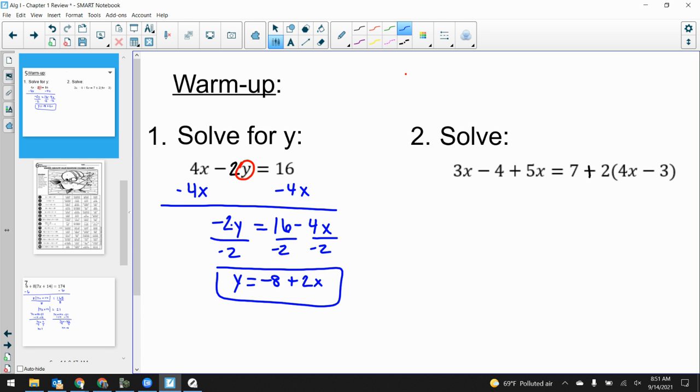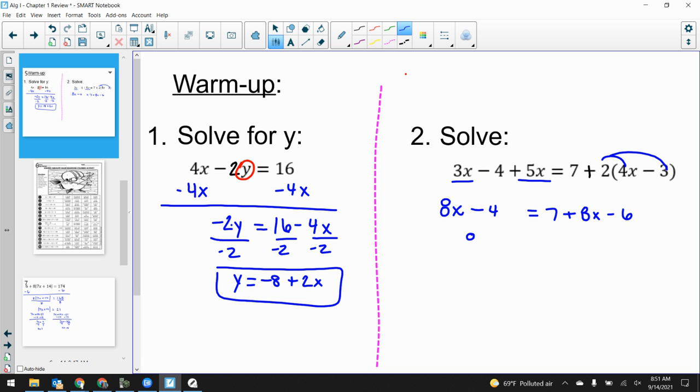All right, let's take a look at this last one that I have over here. Number 2. So I combine like terms on the left side. I get 3x and 5x to make 8x minus 4. And then I have to distribute in the 2. Now remember, I can't make the 7 and the 2 a 9. You can't do that. You can't combine like terms before you distribute. So this is 7 plus 8x minus 6. All right, I've got 8x minus 4 is equal to, okay, 7 minus 6 is 1 plus 8x.